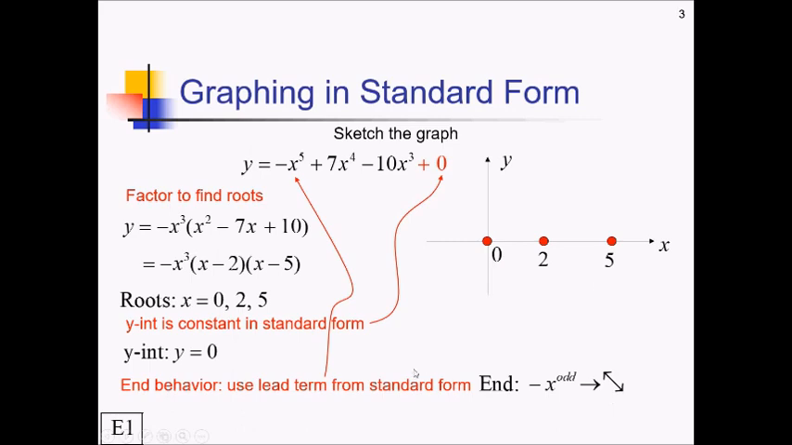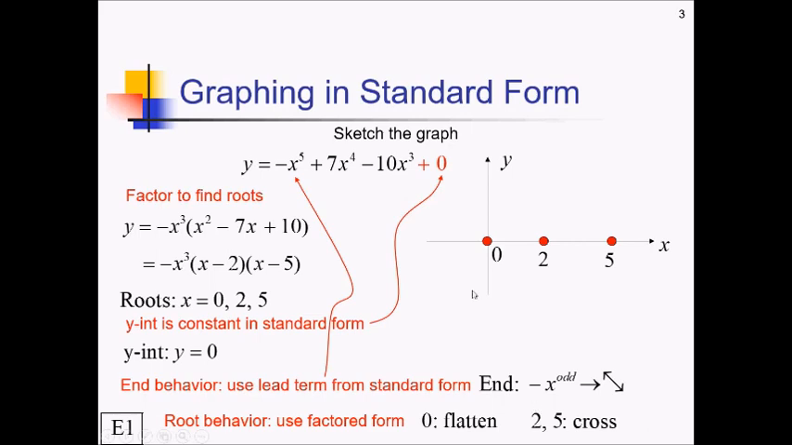And then finally we look at the root behavior. We're going to look back at the factored form for the root behavior. So that's this form right here. So let's see here at 0, that came from this x cubed. That's a triple root, so we're going to flatten at 0. And 2 and 5 came from these single power factors. Those are single roots, so we're going to cross through 2 and 5.